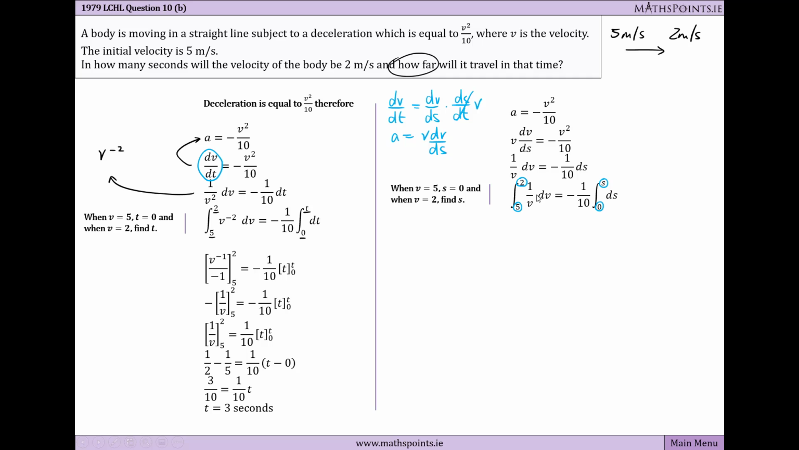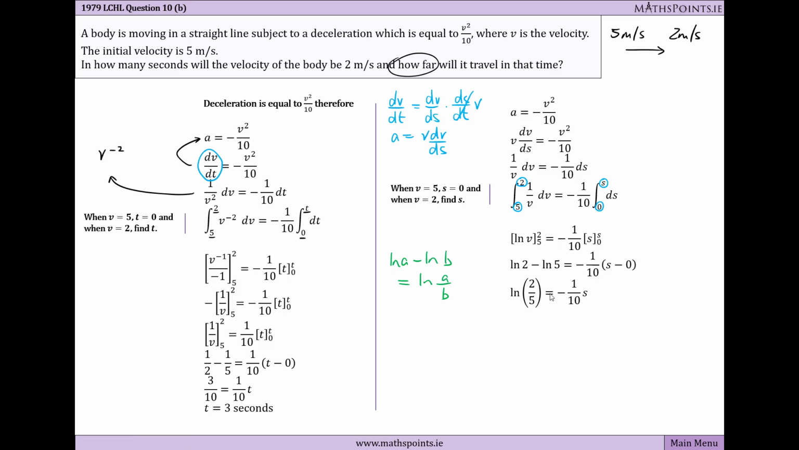Integrating the left hand side, 1 over v becomes the natural log of v, and on the right hand side, minus 1 over 10 becomes minus 1 over 10 s. I'm going to sub in the limits. On the left hand side, that gives me log of 2 minus log of 5, equal to minus 1/10 of s minus 0. Using one of the rules of logs, that the log of a minus the log of b is equal to the log of a over b, the log of 2 minus the log of 5 is the log of 2/5, and that's equal to minus 1 over 10 s.